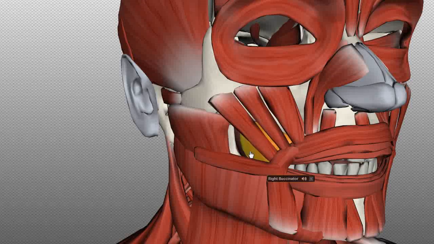Buccinator. So this muscle is a muscle that forms the muscular component of the cheek. This is used when you're puffing up your cheeks and blowing air out of your mouth. So when you're testing the patient's seventh nerve and you ask them to puff out their cheeks, you're testing the function of the buccinator muscle.